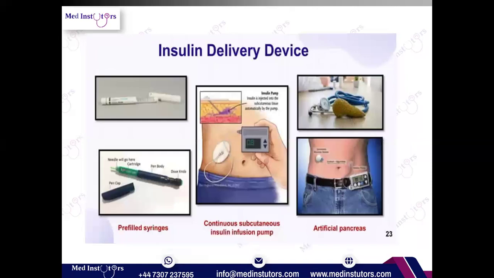And coming to the end of the discussion about the insulins as such, we can finish it off with the insulin delivery devices. We have the pre-filled syringes. You are all aware of that. Then we have the insulin pumps, infusion pumps, and they are developing the artificial pancreas also. So these are the insulin delivery devices available to deliver the insulin as subcutaneous injections, as subcutaneous infusion, and artificial pancreas.